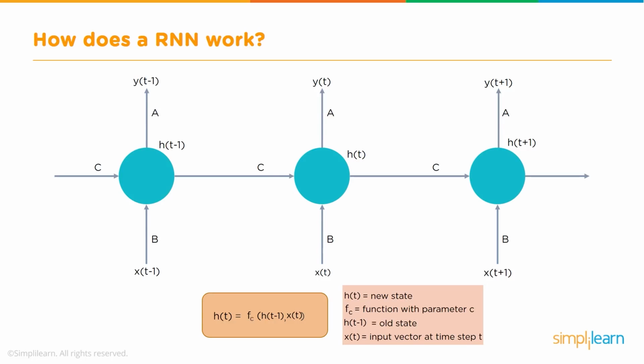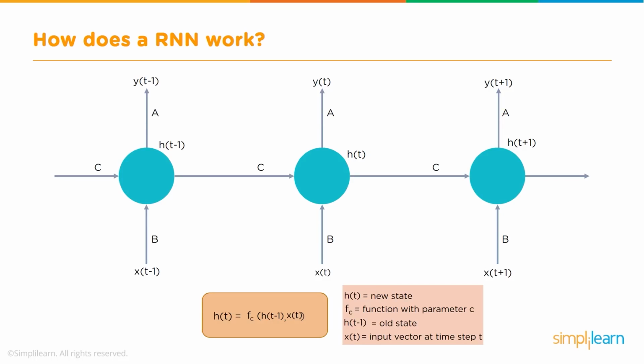And C is based on H of T minus 1. So the Y and the H values are connected to each other. They're not necessarily the same value because H can be its own thing. And usually we represent it as a function: H of T equals a function of C, where H of T minus 1, that's the last H output, and X of T going in. So it's the last output of H combined with the new input of X, where H of T is the new state, F of C is a function with the parameters C, that's a common way of denoting it. H of T minus 1 is the old state coming out, and then X of T is an input vector at time step T.